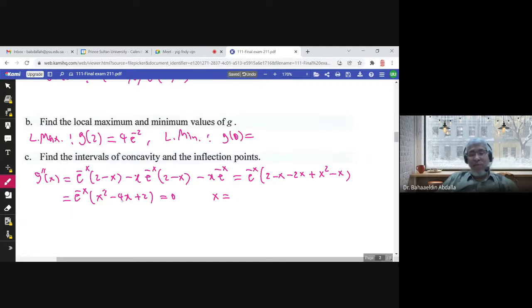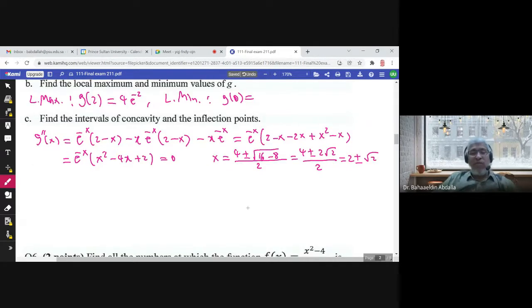Negative b, this is b, so negative b is 4, plus or minus square root of b squared, which is 16, minus 4 times a times c, that's 8, over 2a, that's 2. So it's 4 plus or minus square root of 8, 16 minus 8, and this is 2 square root of 2 over 2. 4 over 2 is 2. 2 square root of 2 over 2 is square root of 2. So these are the two zeros of g double prime.